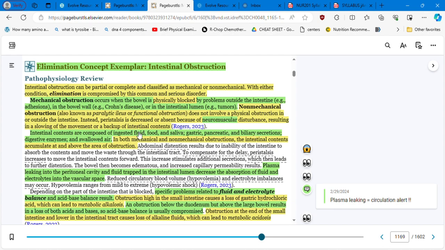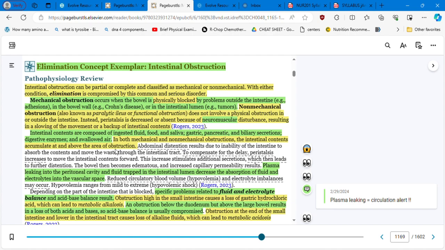And then you are going to have swallowed air. Probably you're going to drink a diet soda. So it's carbonated, so it's going to be air, okay? All of that is going to be the intestinal content. Okay, so in both mechanical and non-mechanical obstruction, mechanical is physical, you can see the obstruction, and non-mechanical is a neuromuscular disturbance.